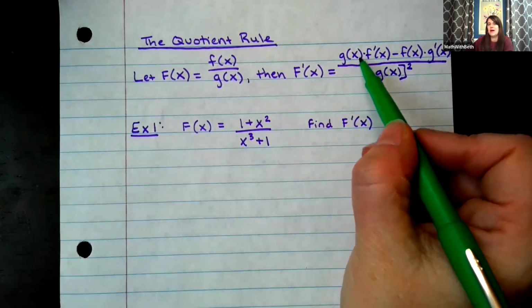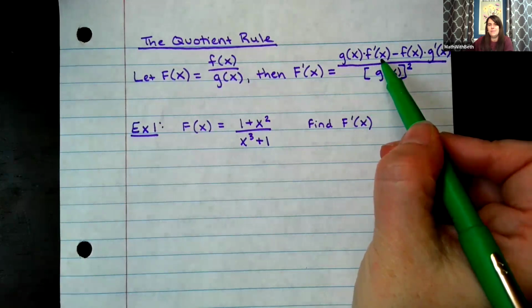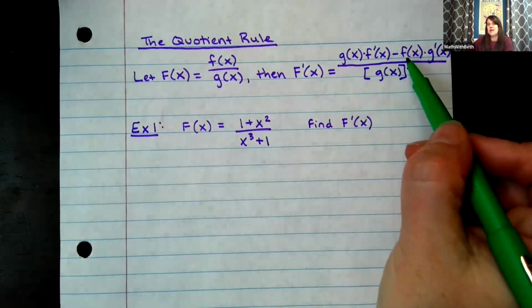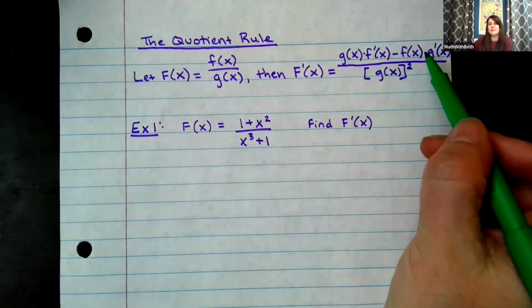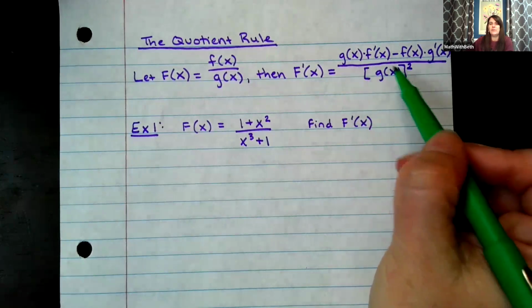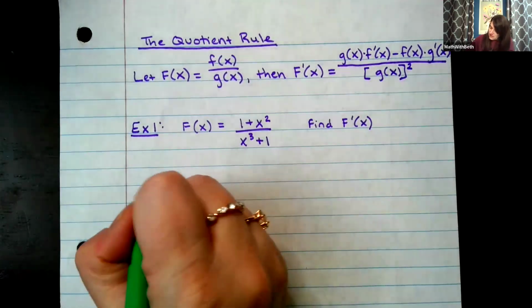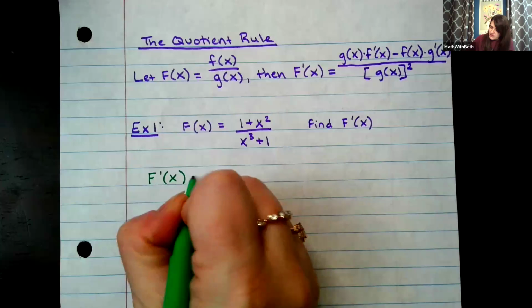So you have to do the bottom function as it is times the derivative of the top minus top function as it is times the derivative of the bottom. And then all of that is over whatever the bottom function was squared. So let me show you how it's done. So hopefully that'll make a little more sense.